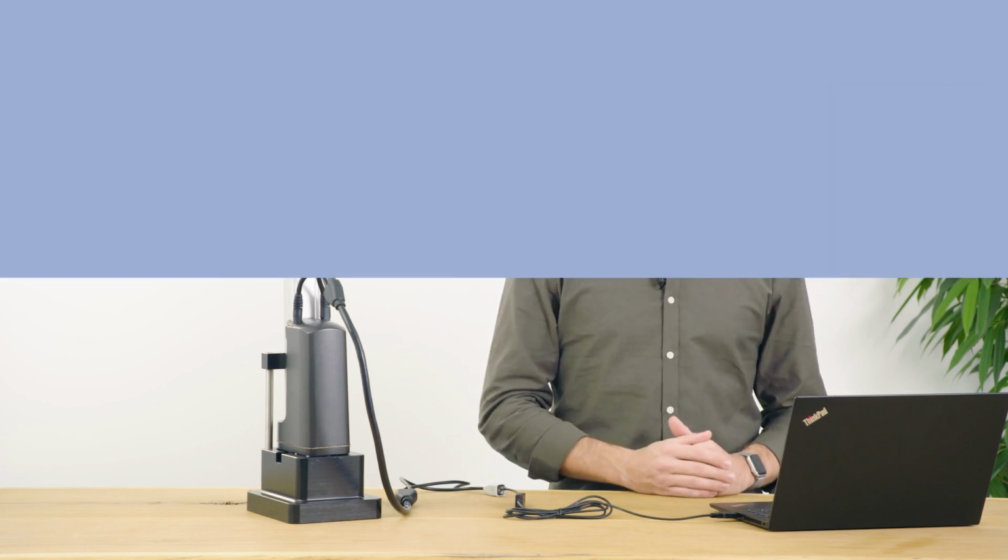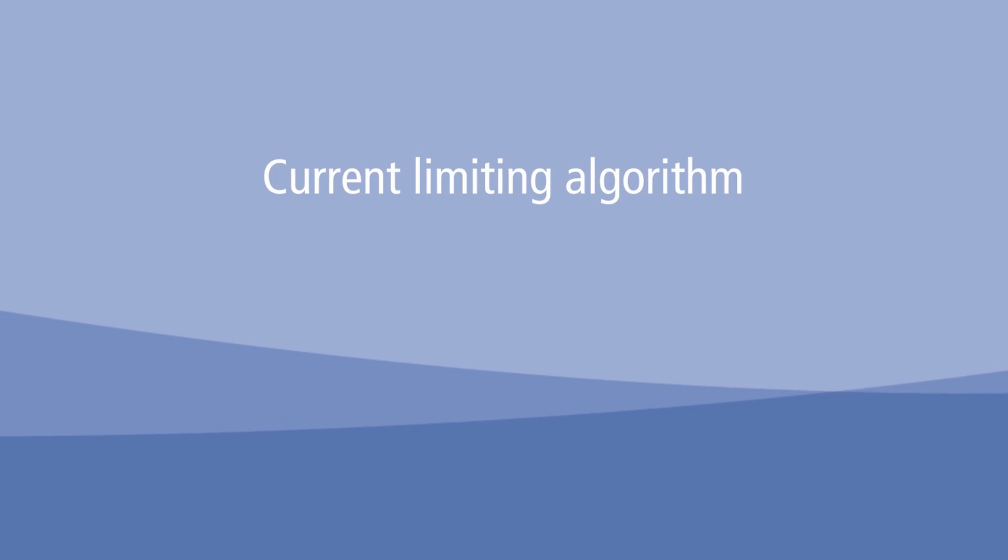Before we look at the protection features, I'd like to introduce the latest current limiting algorithm that we've developed for our I/O actuators. The current limiting algorithm describes the way the actuator responds to an obstruction, so how it detects it and how fast it responds to it.